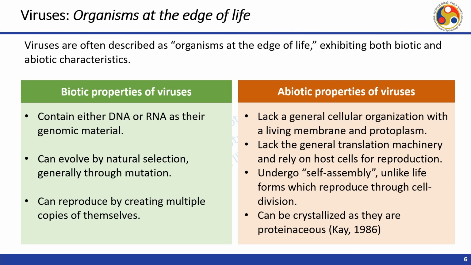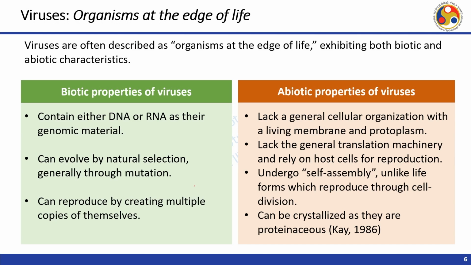We already told you that they contain either DNA or RNA as the genomic material, like other living organisms who have nucleic acid, mostly DNA. Virus can evolve by natural selection, generally through mutation. In fact, the mutation rate in virus is very, very fast. That is why influenza virus, which mutates very fast, or several other viruses which mutate very fast, are challenges to therapeutic interventions, because we cannot develop stable vaccines against them.